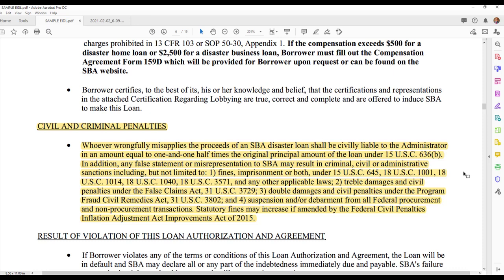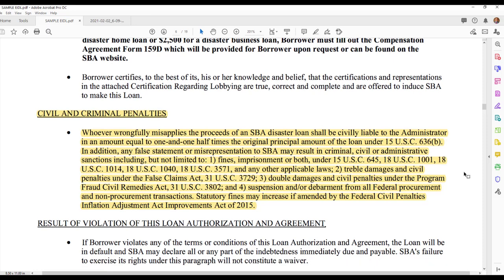And last but not least, what happens if you violate the terms of this agreement? There can be civil and criminal penalties, and they put that right in the loan agreement. So they want to make sure you know that if you violate the terms of this agreement, they are going to come after you. And here is the legal justification for doing that. So it is very important. This is not like a regular loan. This is not free money.